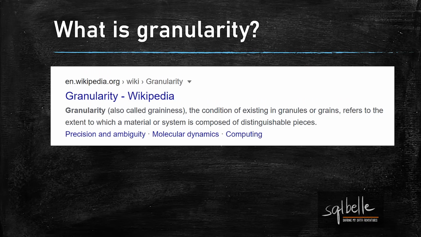I like looking up definitions because they help me understand the concepts when I read them. So I open up my trusty browser, go to Google, and look for the definition of granularity. According to Wikipedia, granularity, also called graininess, is the condition of existing in granules or grains, refers to the extent to which a material or system is composed of distinguishable pieces. And for me, the most helpful phrase here is distinguishable pieces. It lets me know that when we talk about granularity, we're talking about individual, distinguishable pieces.